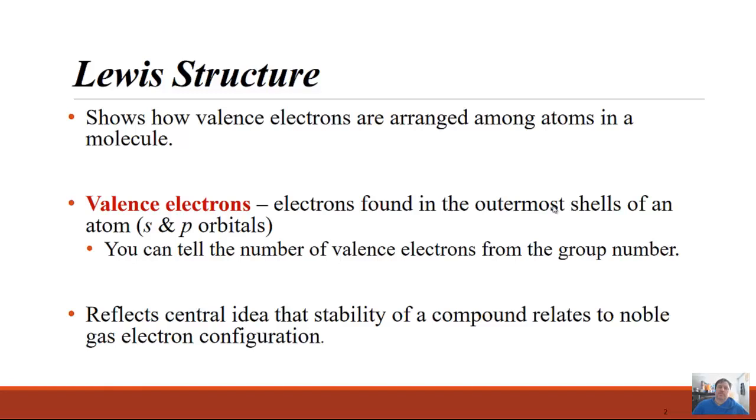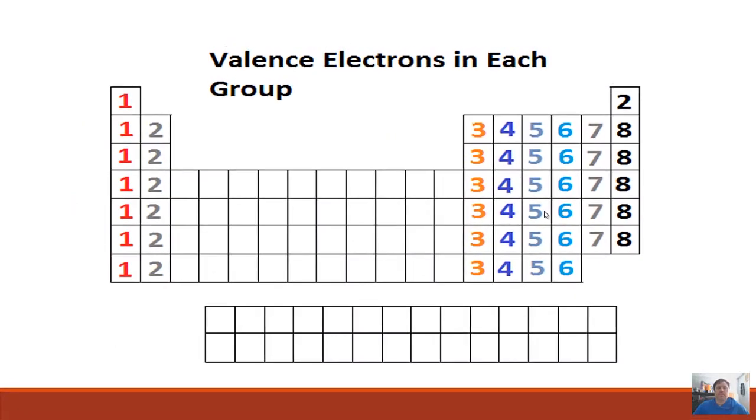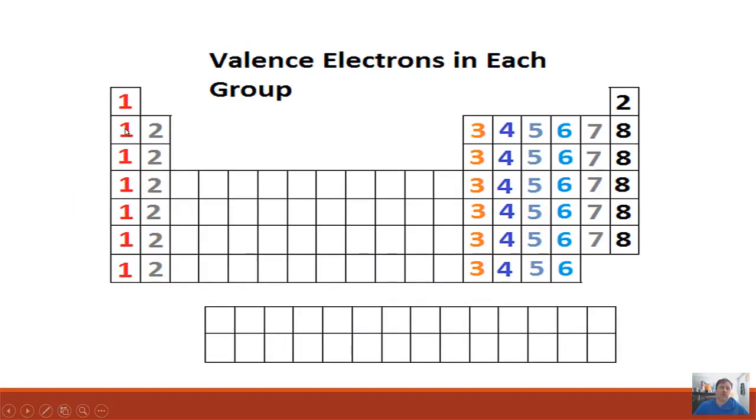What these Lewis structures do is they reflect the central idea about the stability of a compound, and that it's related to the noble gas configuration. That is, all atoms in a compound want to have a full valence shell, or 8 electrons. So if you remember, you simply count across: this is 1, hydrogen's weird, we'll just call it 1 valence electron, 2, 3, 4, 5, 6, 7, 8. And helium is weird, right? It maxes out at 2 because it only has s orbitals. It doesn't have the s and p, so that's why that is a little bit different.